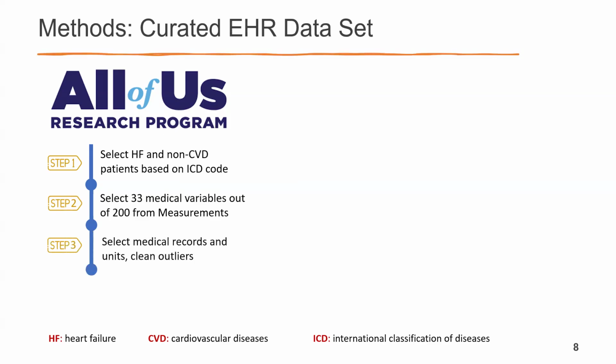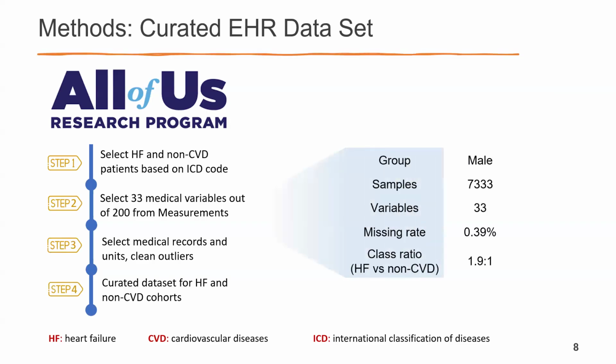In the next step, we selected medical records whose date is nearest to the disease diagnosed date, and also we keep the unit the same for each variable, and we remove the outliers. Finally, we get the dataset which focuses on the male group, and it has over 7,000 samples and 33 variables. Their missing rate is 0.39, and the class ratio is 1.9 to 1.